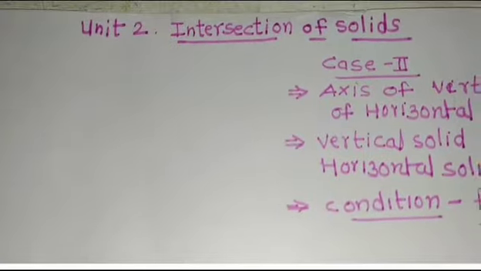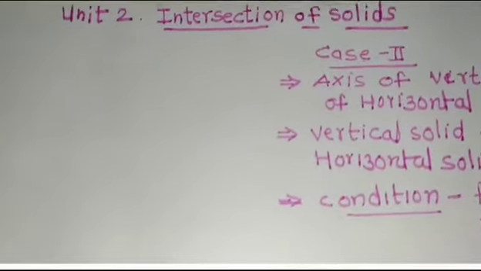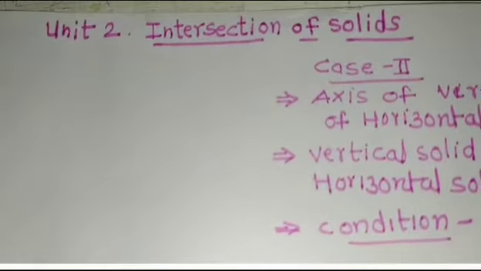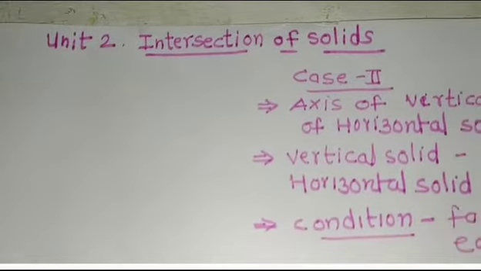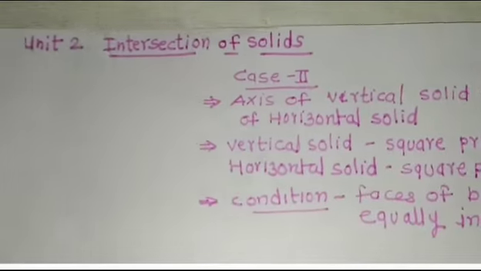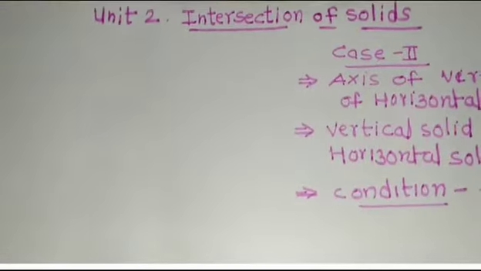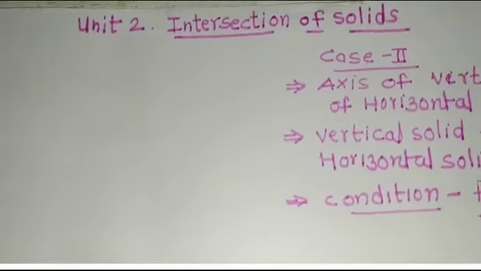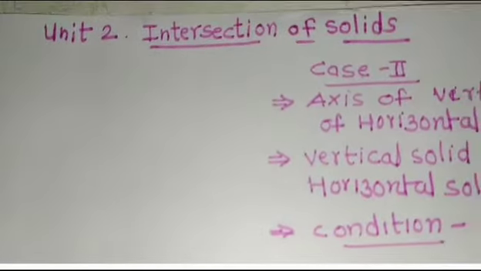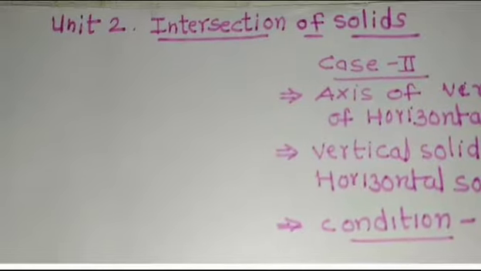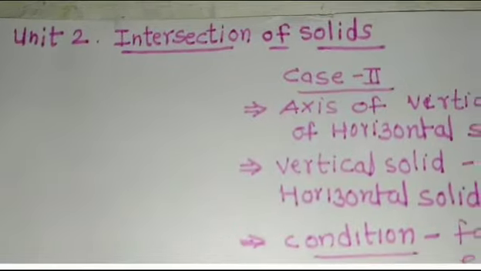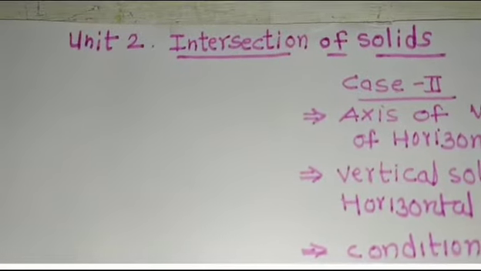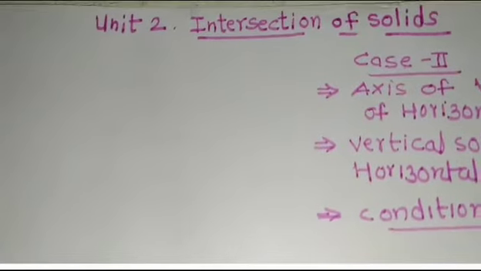Here are two solids, vertical solid and horizontal solid. The axis of the vertical solid is perpendicular to HP. So first we started with the top view, then the front view, and then the side view of the vertical solid. Now the horizontal solid has its axis parallel to both HP and VP. Its cross section is seen in the side view plane. So the first step is the side view of the horizontal solid, then the front view, and then we draw the top view of the horizontal solid.